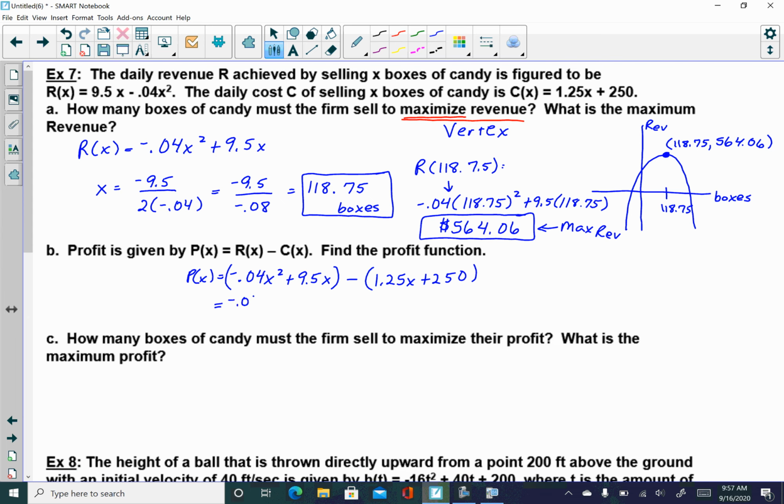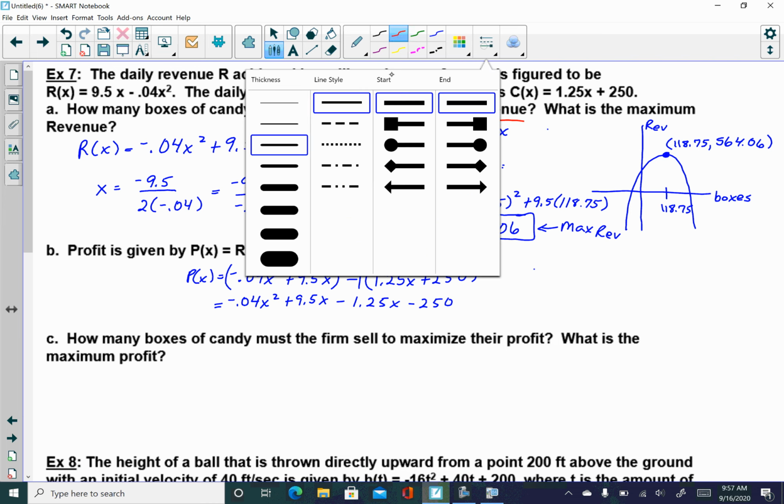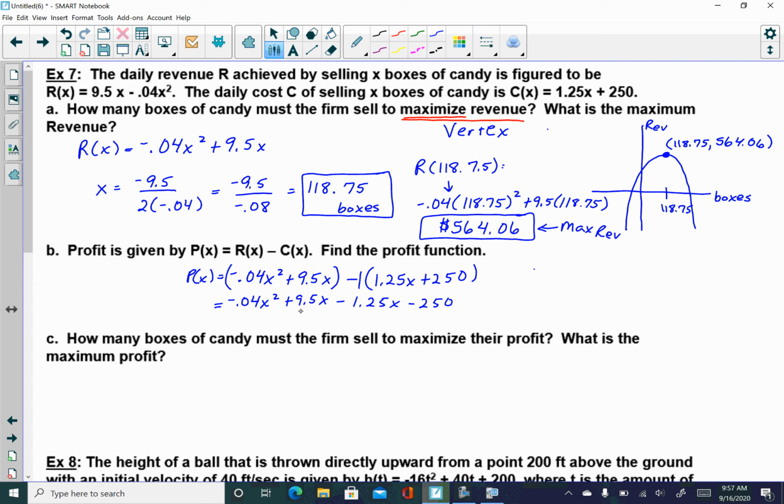All right, so now just start cleaning up. So I have negative 0.04x squared plus 9.5x. This is a negative 1 here that needs to be distributed. So minus 1.25x minus 250. Final answer will be to combine like terms, which would be these x terms here in the center. So our final profit function then will be negative 0.04x squared plus 8.25x minus 250. Final answer.